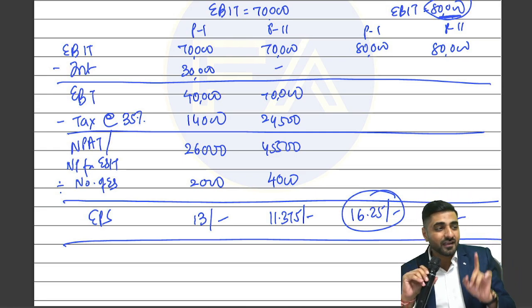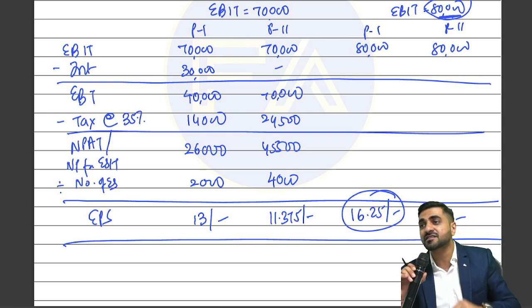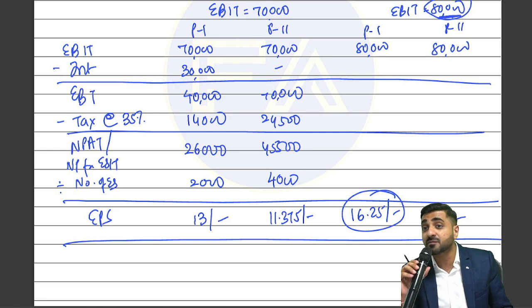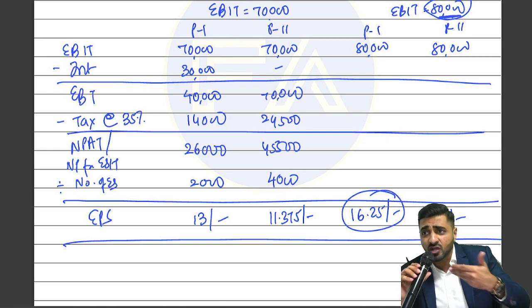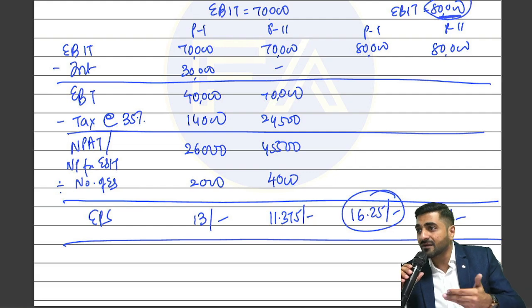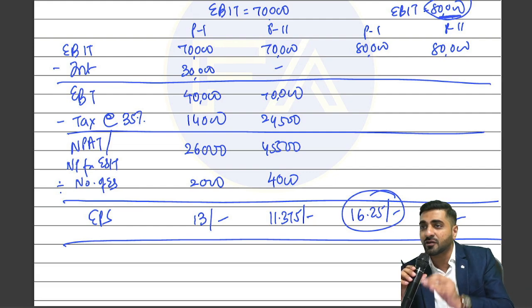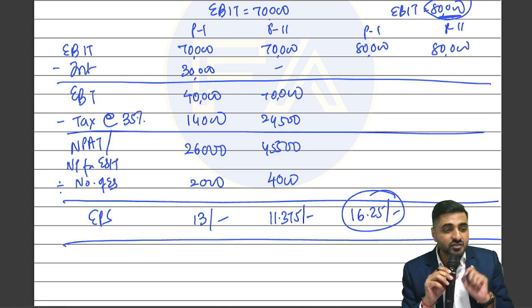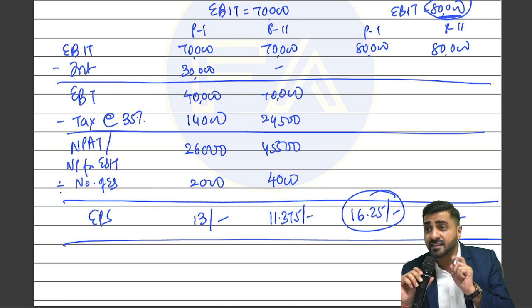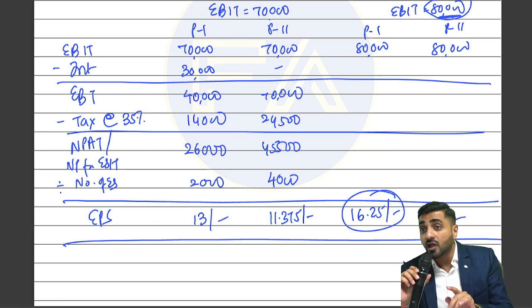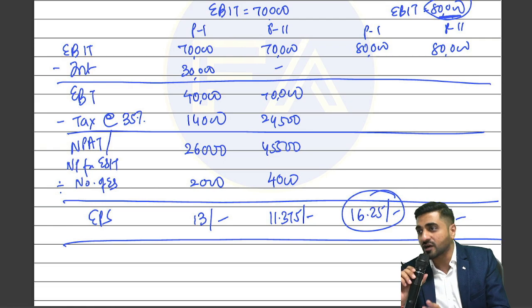Please tell me, is 70,000 your indifference point? Come on, yaar, yes or no? No, 70,000 is not your indifference point. Can you tell me why? Because can I say EPS is not the same? Is 80,000 your indifference point? No. Why? Because EPS is not the same.